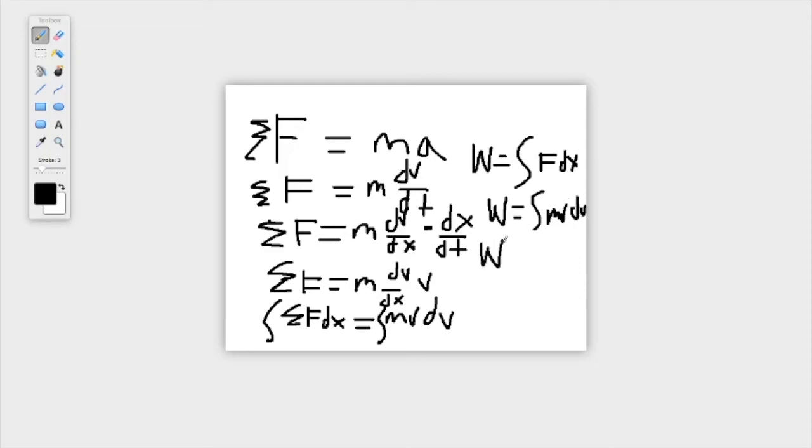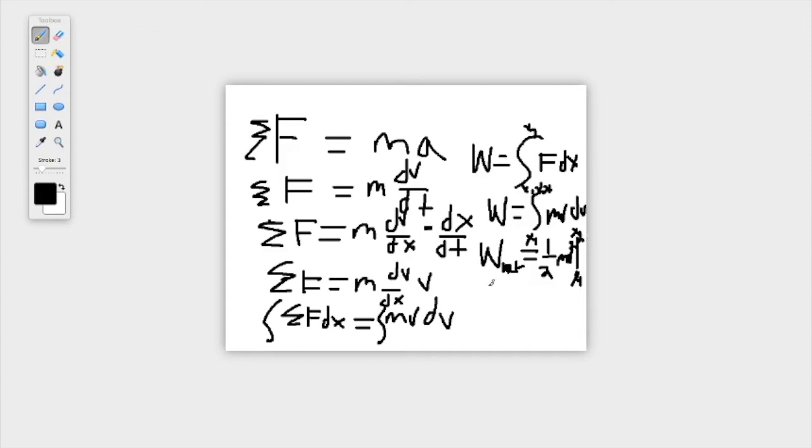So work, or the net work to be more specific because we're talking about the net force, and also these have to have bounds, say x1 and x2. So the net work is 1/2 mv squared evaluated from x1 to x2. And you might recognize this as kinetic energy.